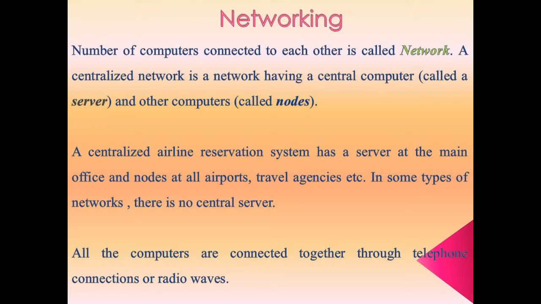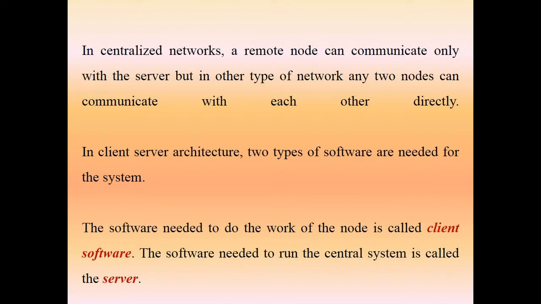Now we are going to learn what is networking. The number of computers connected to each other is called a network. A centralized network is a network having a central computer called a server and other computers called nodes. A centralized airline reservation system has a server at the main office and nodes at all airports, travel agencies, etc. In some types of networks, there is no central server. All the computers are connected together through telephone connections or radio waves. In centralized networks, a remote node can communicate only with the server. But in other types of network, any two nodes can communicate with each other directly.